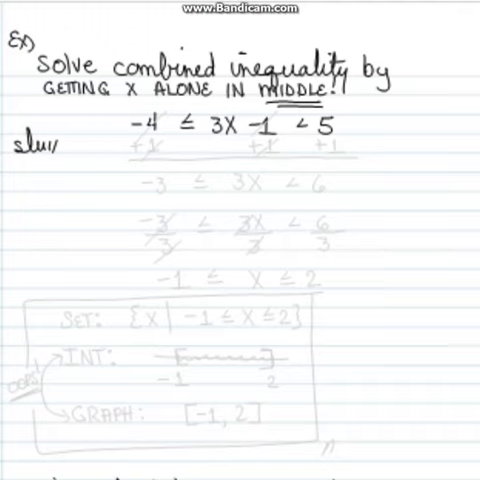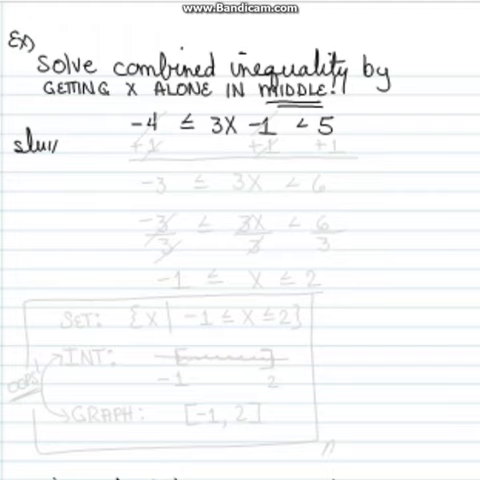Here we're going to solve one of these combined inequalities. That's where they're giving us the inequality with two inequality signs in it. And we're going to solve this by getting the x isolated in the middle, not on the left, but in the middle. So the first thing we do is stare at the middle and ask, what shall we do first?